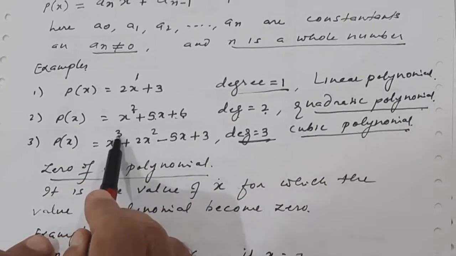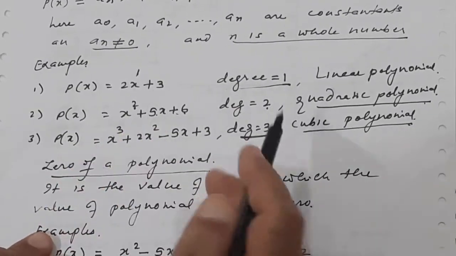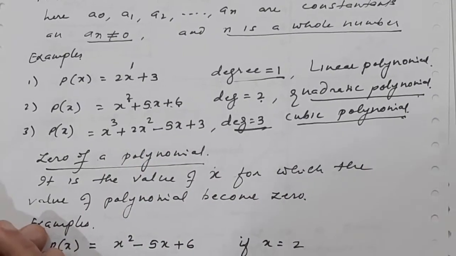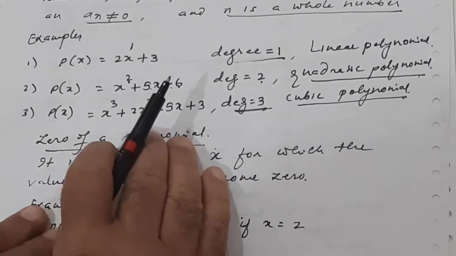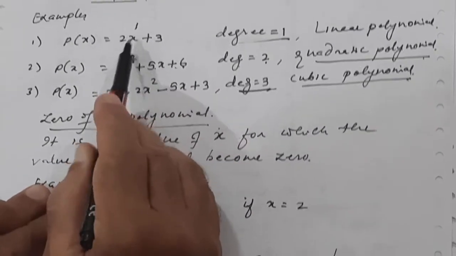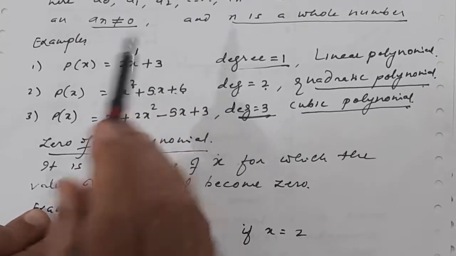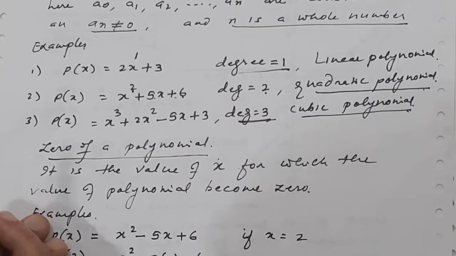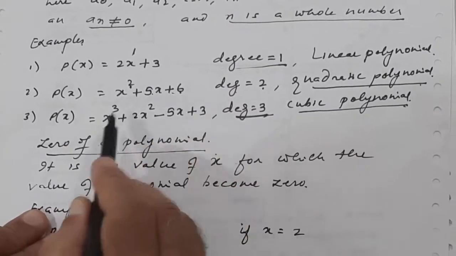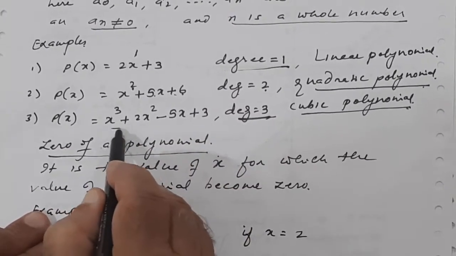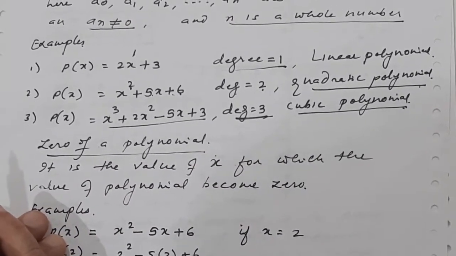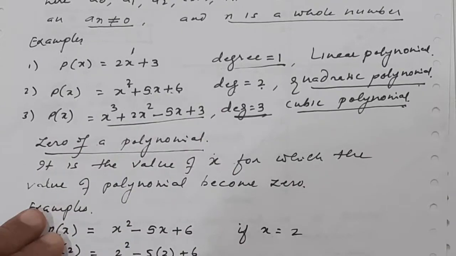Now here the power can be any. The degree can be 4, 5, 6, 7 and so on. One another thing you should notice from this: if degree is 1, there will be 2 terms in a polynomial. If degree is 2, there will be maximum 3 terms in a polynomial. If degree is 3, there will be maximum 4 terms. So this thing you should notice.